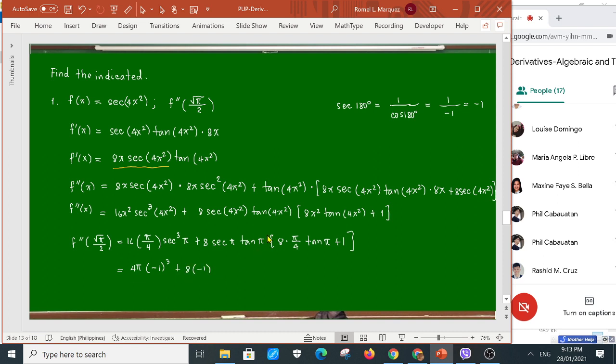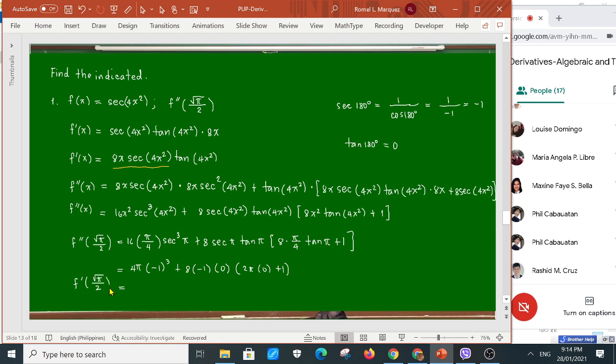16 divided by 4, 4 pi times negative 1 raised to 3 plus 8 times negative 1 times tangent 180, 0. Anong tangent ng 180 degrees, children? 0. Okay? Am I right? Sine over cosine yan. Ang sine 180, 0 eh. So, 0 na to. Di 0 na lahat yan. Kahit i-compute ko pa to, 2 pi times 0 plus 1. 0 na itong buong to. Ano na lang natira, children?